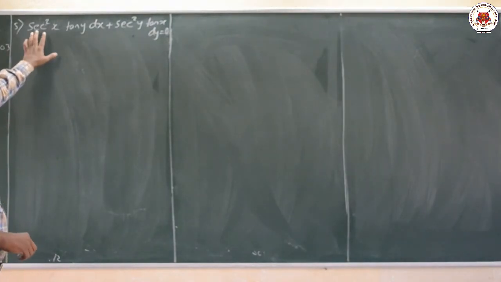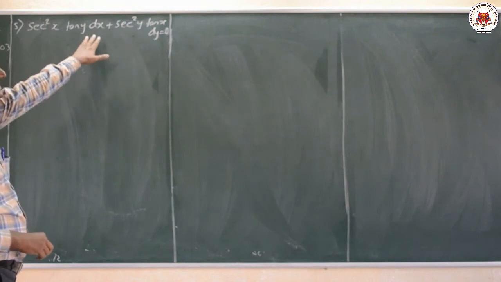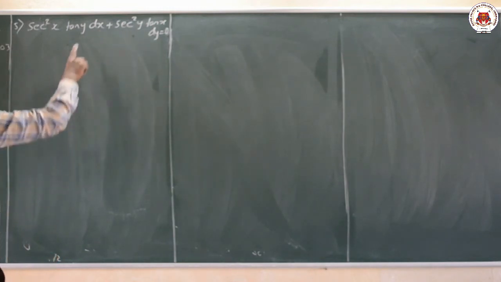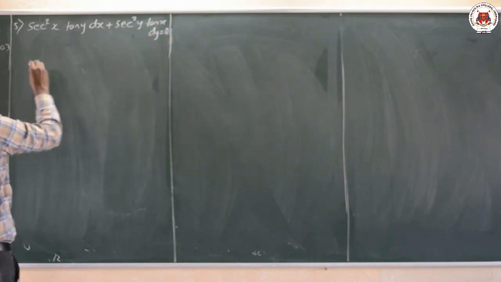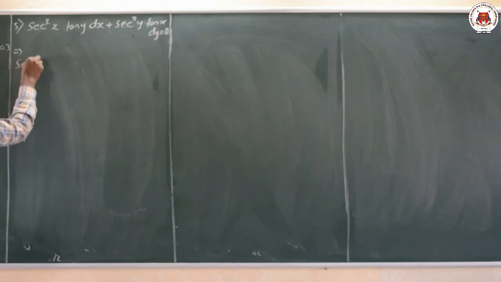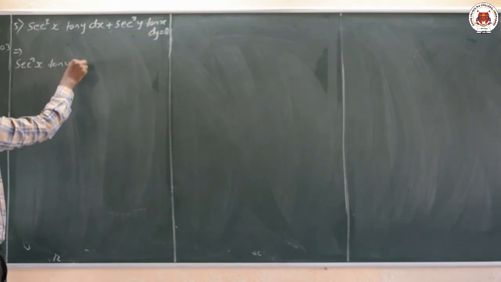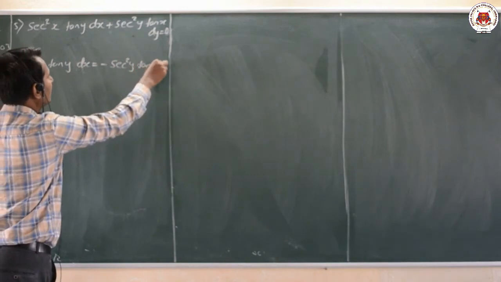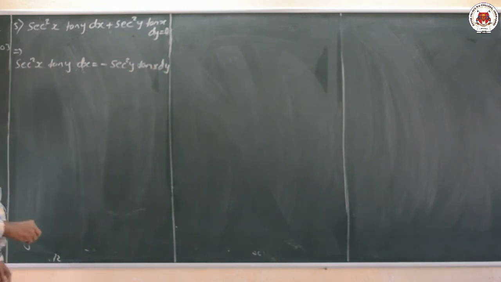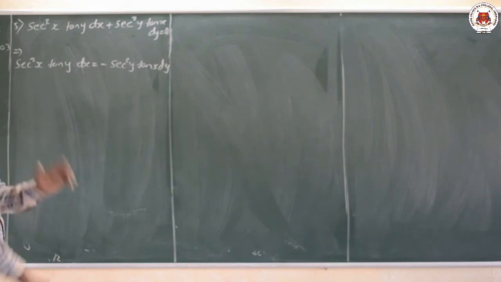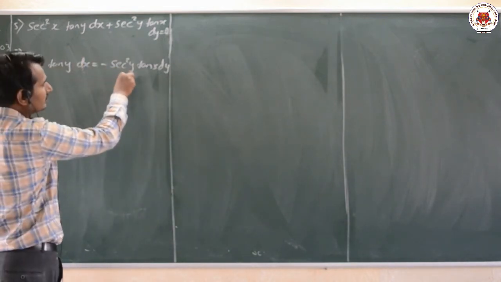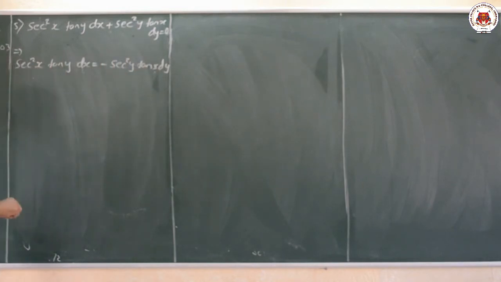In this next problem we have secant square x into tan y dx plus secant square y into tan x dy equal to 0. Now this plus term I will take to the RHS. What we get here is secant square x into tan y dx equal to minus secant square y tan x into dy. Now I will separate all the dx and dy terms. Tan y, you can take it to the denominator. Tan x, you can take it to the denominator, by cross multiplication.